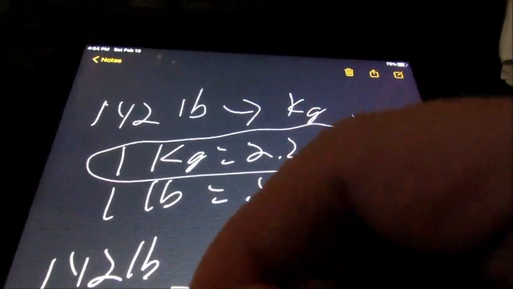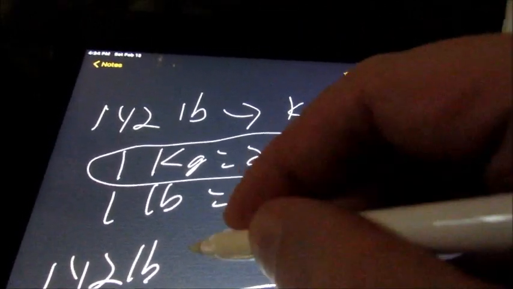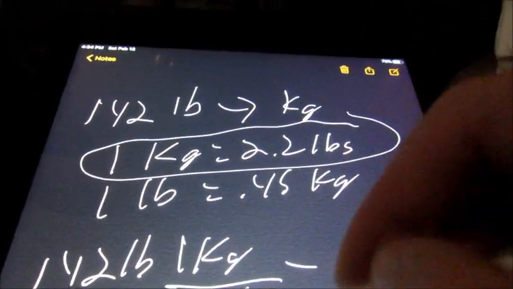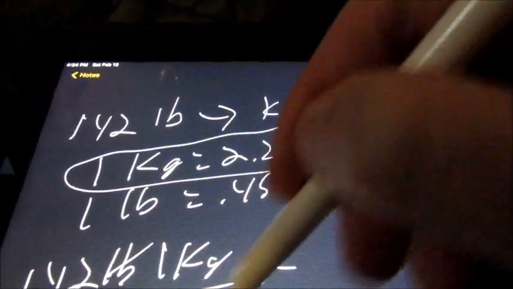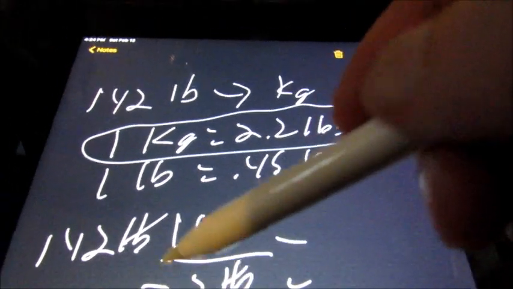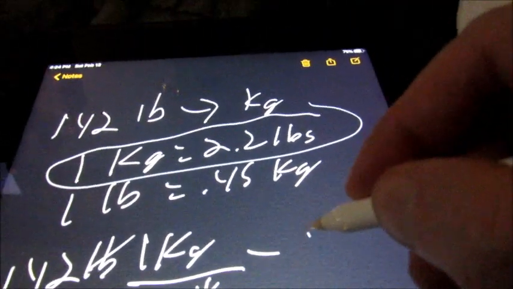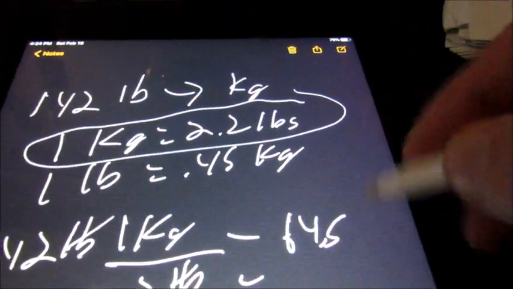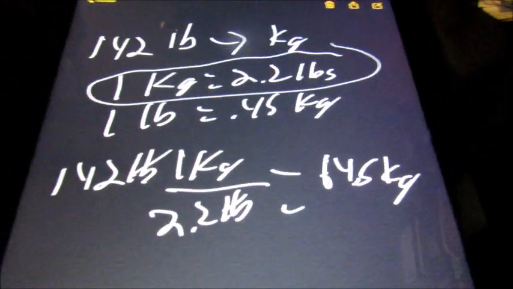I'm going to say 142 pounds. So I'm going to have 2.2 pounds on bottom, 1 kilogram on top. So pounds cancel. So I'm going to have 142 divided by 2.2, and I'm going to get 64.5 kilograms.